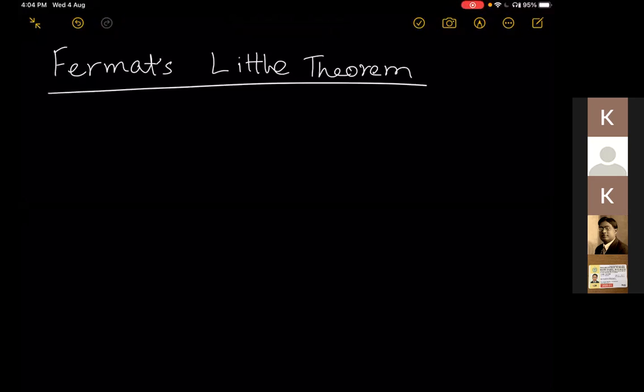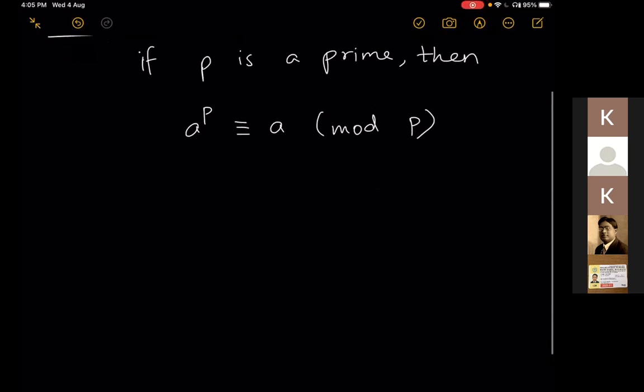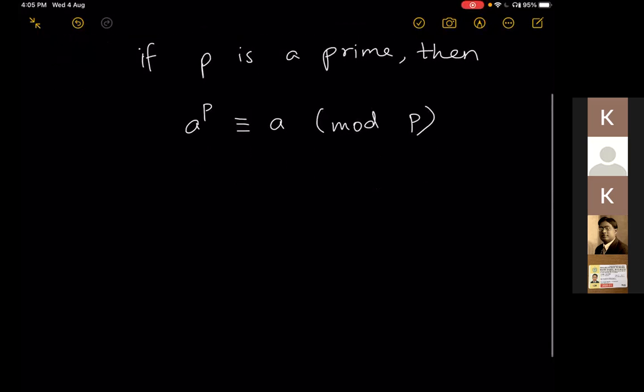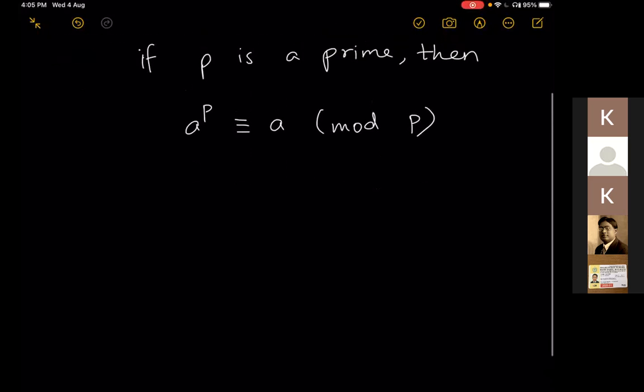Okay, so Fermat's little theorem said that if P is a prime, then A to the power P is congruent to A mod P. This was our theorem, right? Yes, sir. So now we will prove it. Now how will we prove it? We will prove it using combinatorics. And if you don't know combinatorics, I'll try my best to explain it to you in an intuitive way.